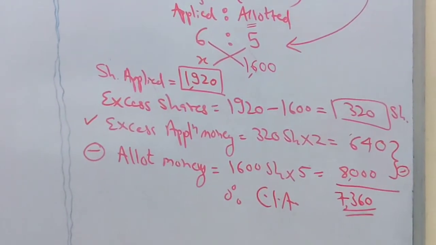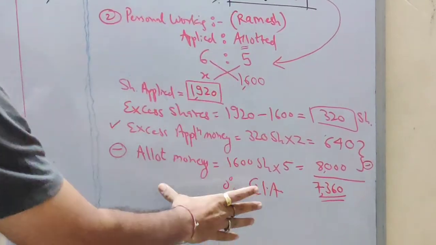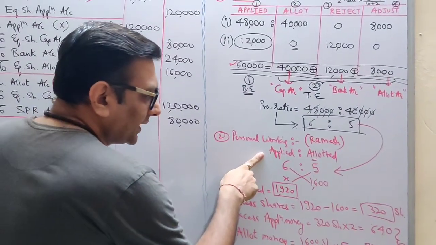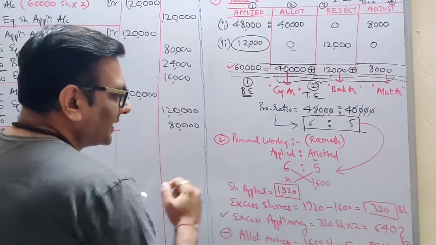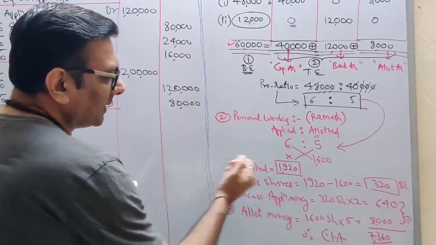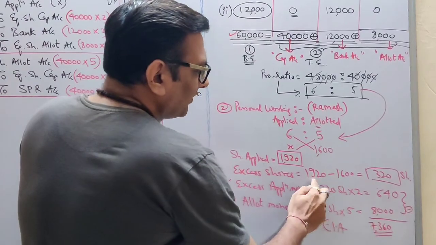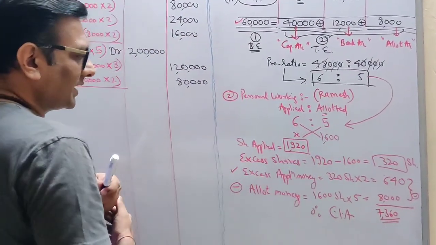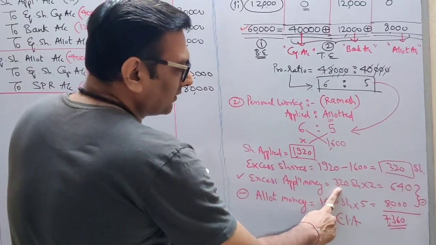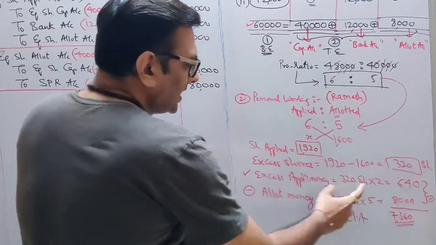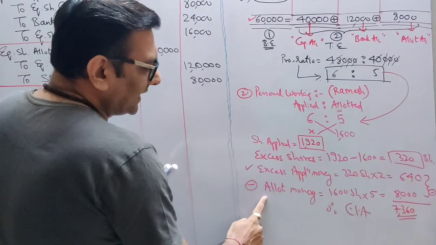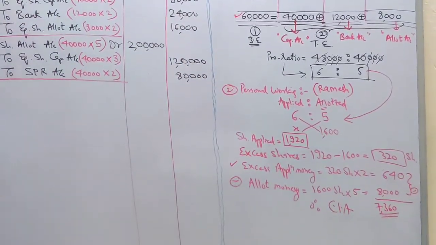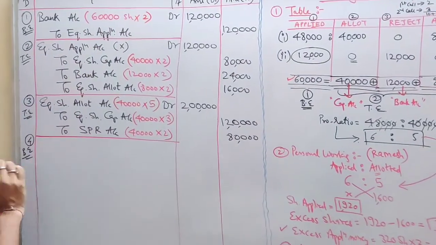This is working note number 2. This format will remain the same for every sum. You will start with the pro rata ratio, cross multiply, find the shares applied, and take the difference of applied and allotted. This will help you know the excess number of shares. Multiply the excess number of shares with the application money to get the excess money, and subtract it from the allotment money; that will give you the arrear. Now let's take note of this arrear in the bank entry.